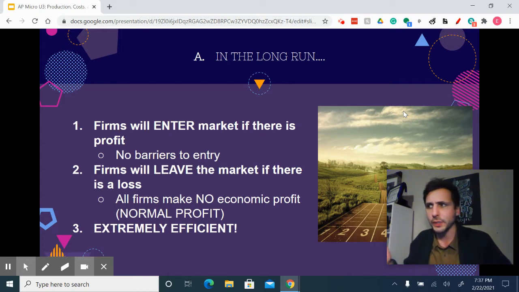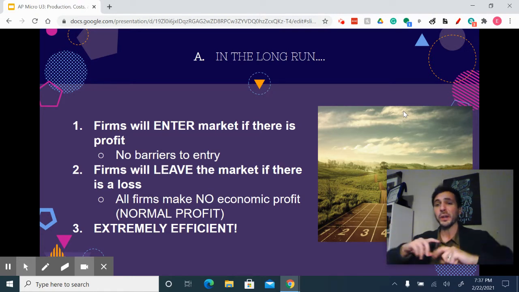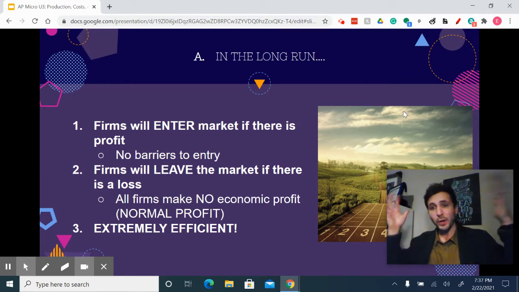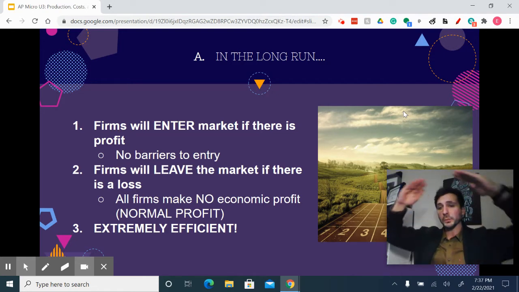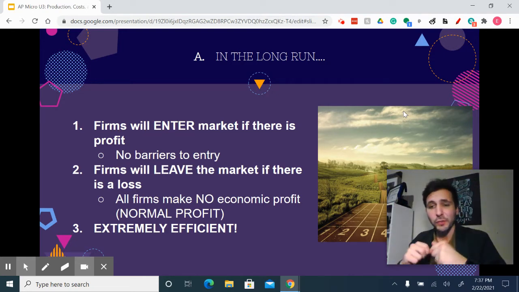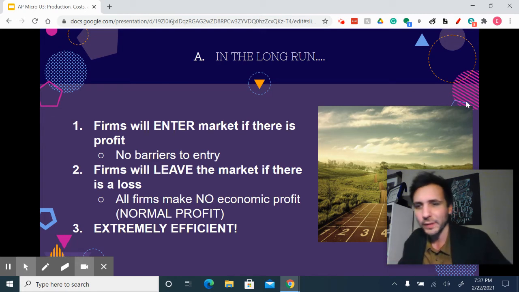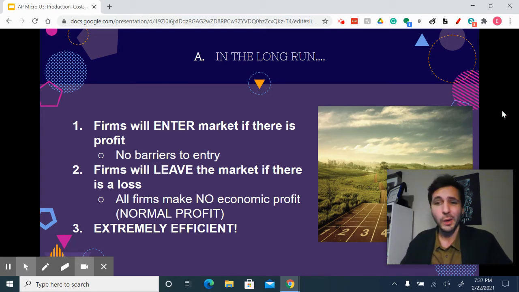This is super efficient. If we're overproducing something, firms will get losses, they'll leave the market, and we'll correct. If we're underproducing something, profits will be there. It'll attract more firms. It'll push the profits down, and firms will redistribute the profits, and we'll have enough product for everybody, right? Super efficient, changing based on what the industry or the market wants.